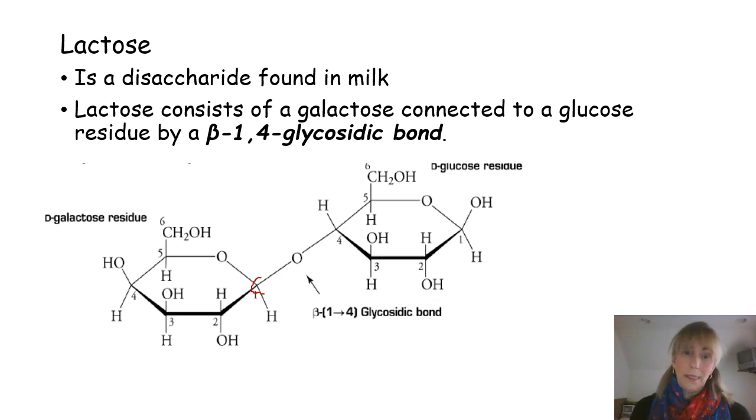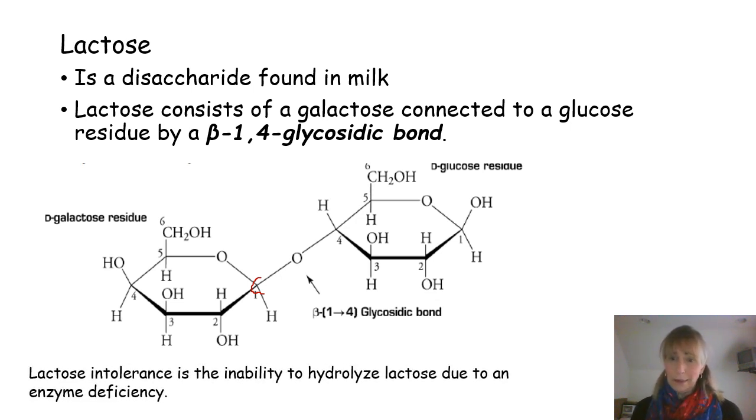So beta 1, and then where's it linking? To the hydroxyl group on the 4th carbon. So it's the galactose beta hydroxyl group to the number 4 on the glucose residue.